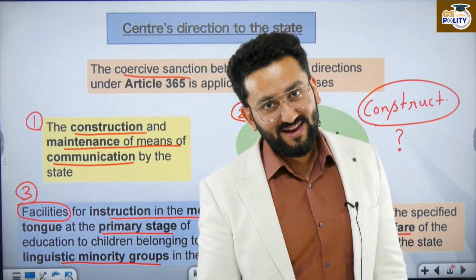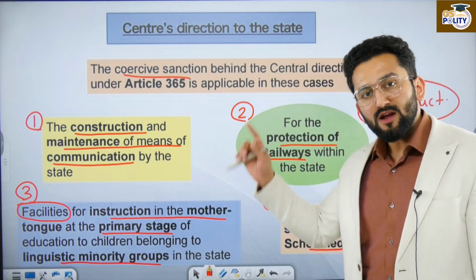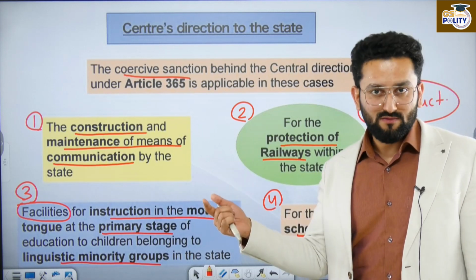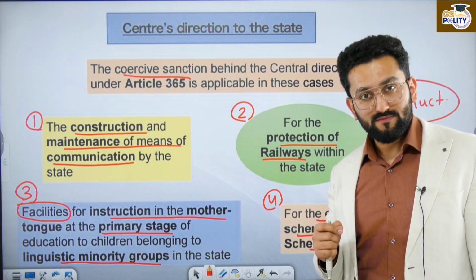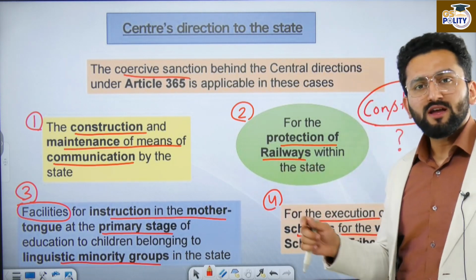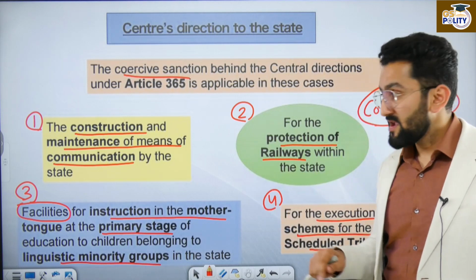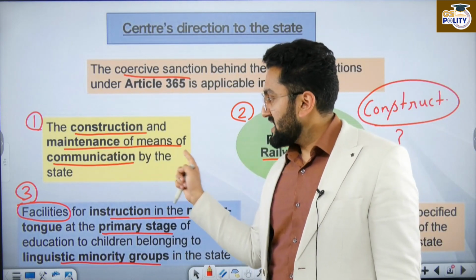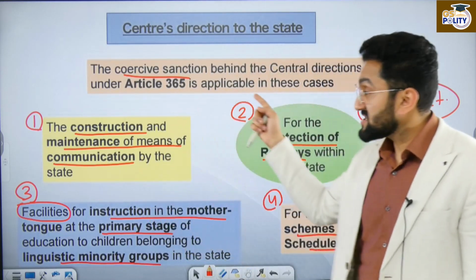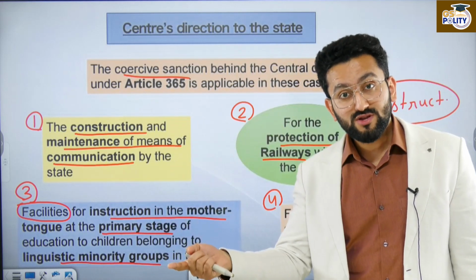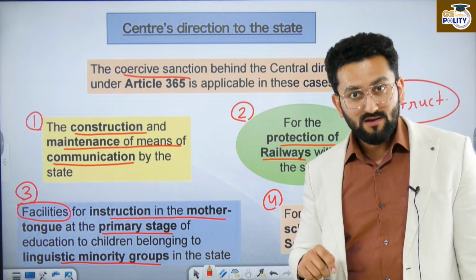That is coercive, right? Now there are 4 cases clearly mentioned where coercive sanction can be used by center, and they clearly tell us the executive relation between center and state. So I feel that there can be a good question from these statements in upcoming prelims. A good question can be made. Number 1, the construction and maintenance of means of communication by the state means such direction can be given, because Article 365 says that direction can be given by the center to the state, and if state does not comply, then this state can be declared that there will be president rule there, right?